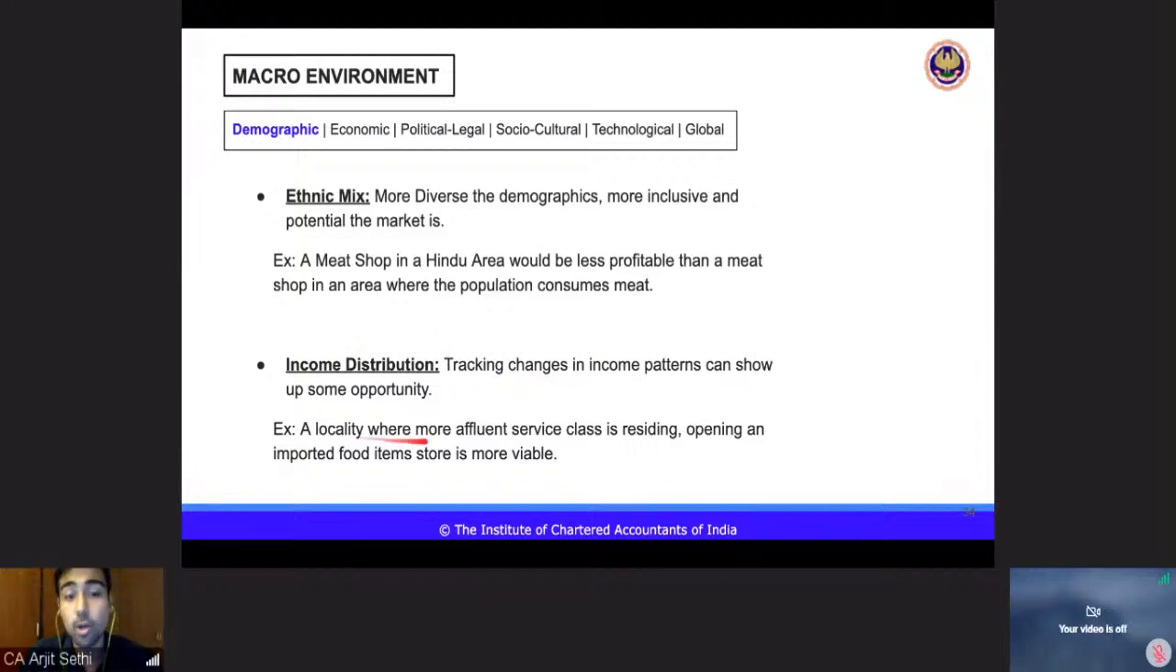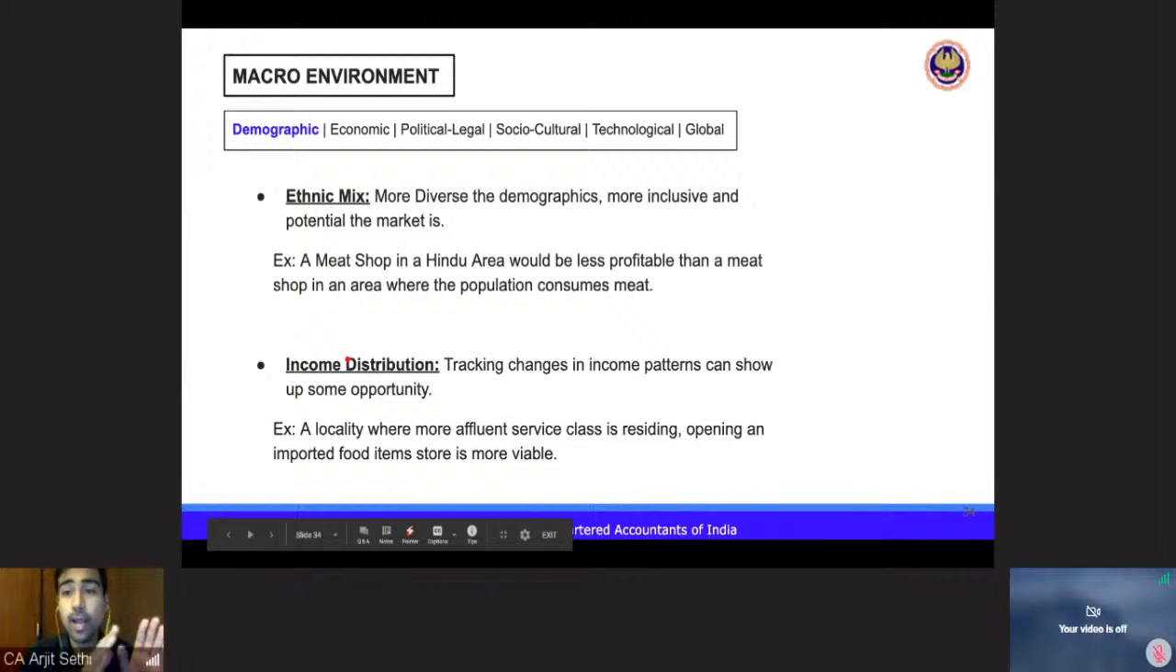For example, a locality where more affluent service class is residing, more rich people, more salaried people, high salary income people, high value business people are living in a locality. So opening an imported food item store is more viable, right? I have a store which is selling all those imported chocolates and fruits, organic fruits, and this and that. That is more lucrative if I understand the income distribution of the area where I have to serve, right?